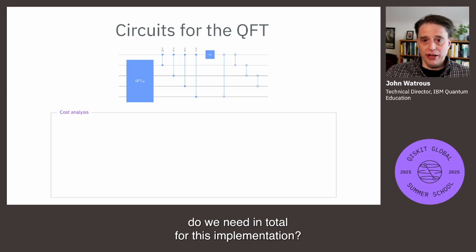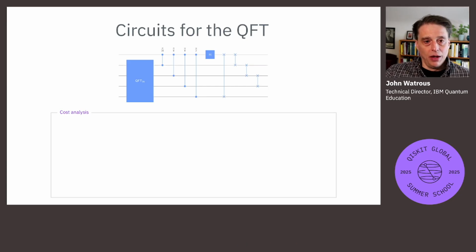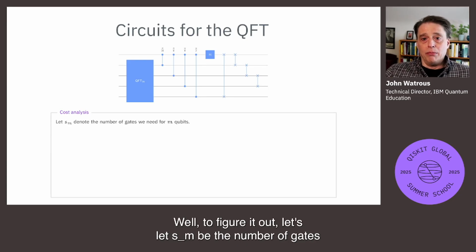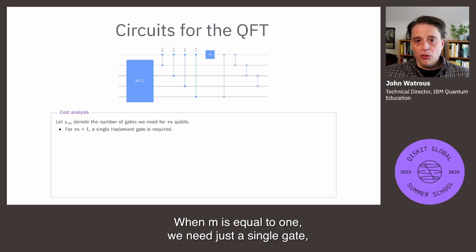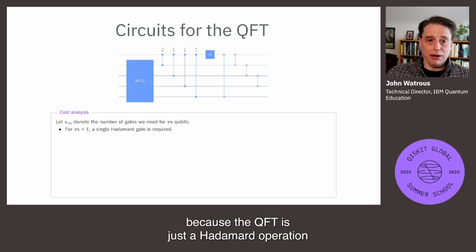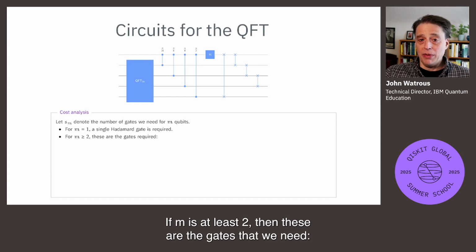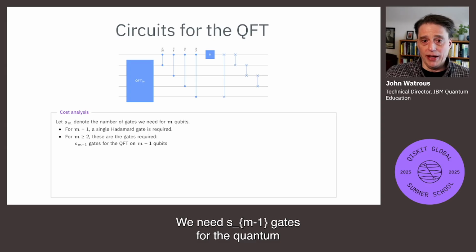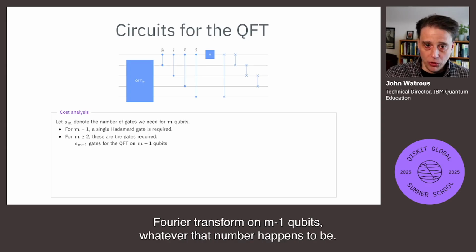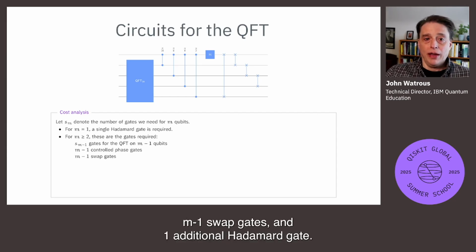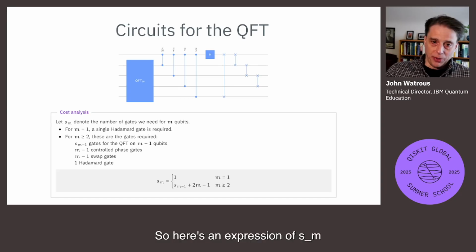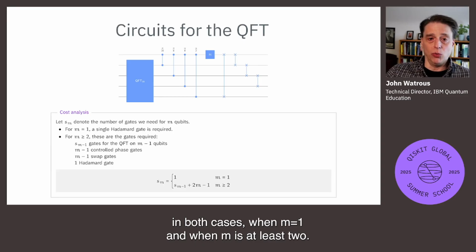So how many gates do we need in total for this implementation? Well, to figure it out, let's let Sm be the number of gates we need when we have m qubits. When m is equal to 1, we need just a single gate because the QFT is just a Hadamard operation in this case. If m is at least 2, then these are the gates that we need. We need Sm-1 gates for the quantum Fourier transform on m-1 qubits, whatever that number happens to be. We need m-1 controlled phase gates, m-1 swap gates, and 1 additional Hadamard gate. So here's an expression of Sm in both cases when m is equal to 1 and when m is at least 2.